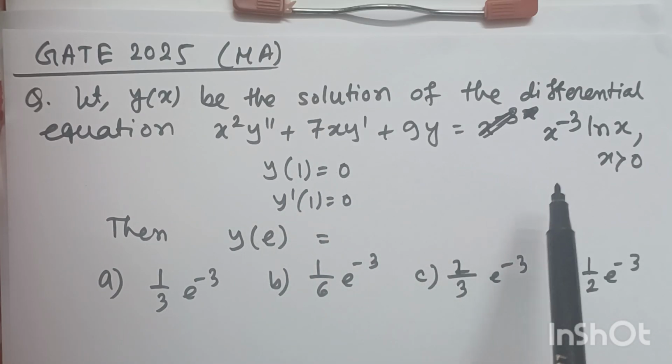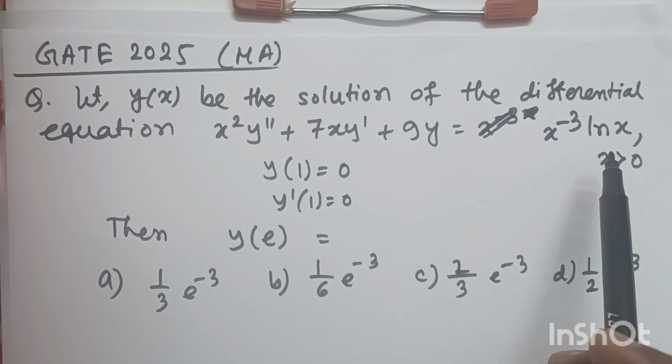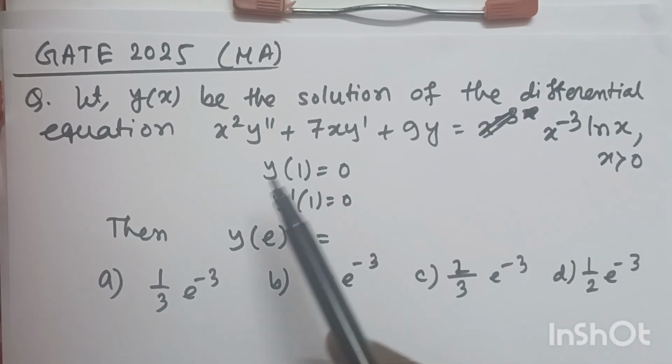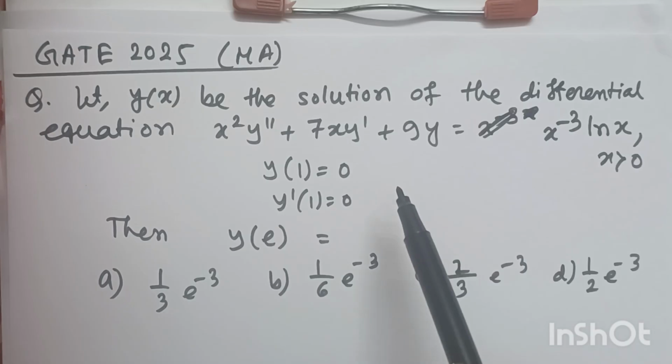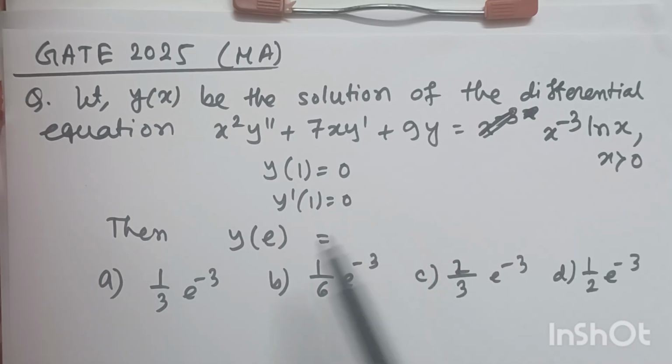So the question is: given x square y double dash plus 7x y dash plus 9y equal to x to the power minus 3 ln x, with the conditions y(1) equal to 0 and y dash (1) equal to 0. Then we have to calculate y(e), and 4 options are given.